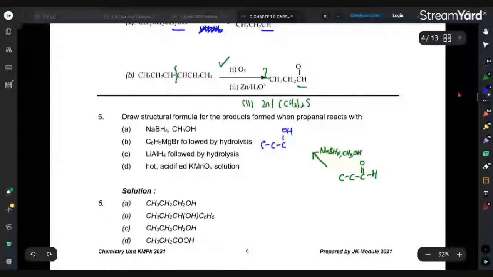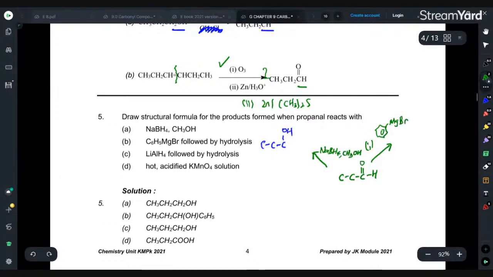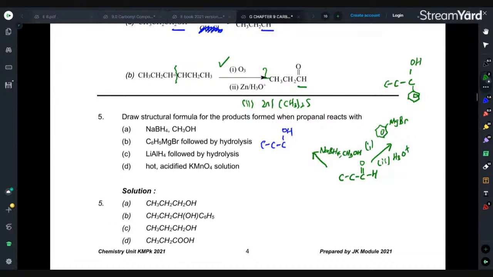Then the second one is with Grignard reagent. So this Grignard reagent is actually benzene. So 1, benzene MgBr, 2, hydrolysis, H3O+. So now you know what the product is. The product formed will be this becomes OH, and then here becomes benzene. Here is the answer. Later I will try to complete the hydrogen with you all.